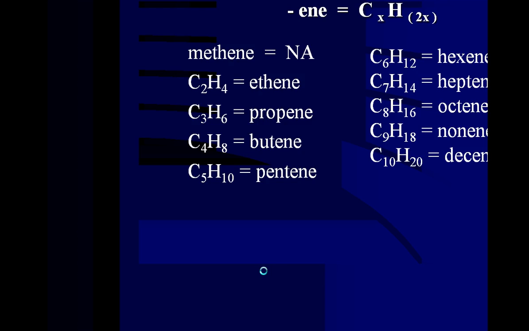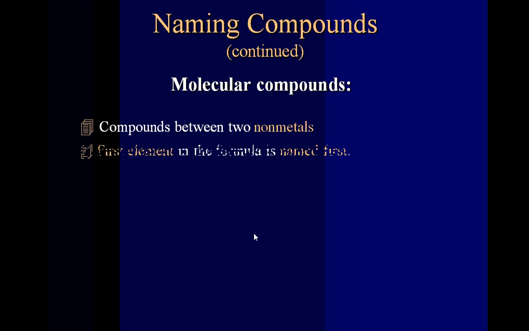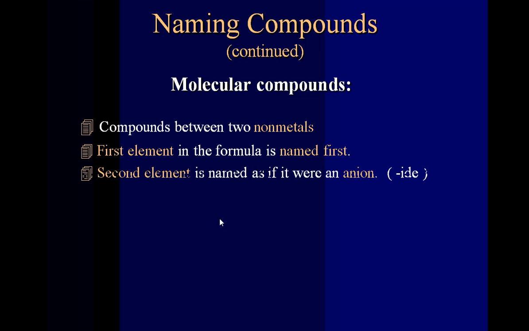Okay? All right. Molecular compounds. Again, these are comprised of only nonmetals. Okay? Only nonmetals. The first element in the formula is named first. The second element is named as if we were naming it as an anion in the ionic compound. So we're going to take the last syllable or last 2 syllables, and we're going to add IDE.